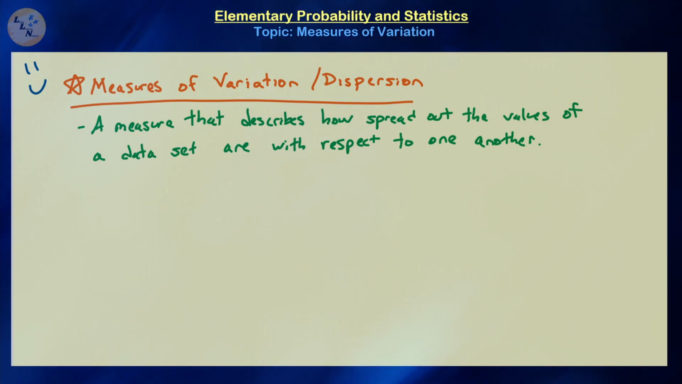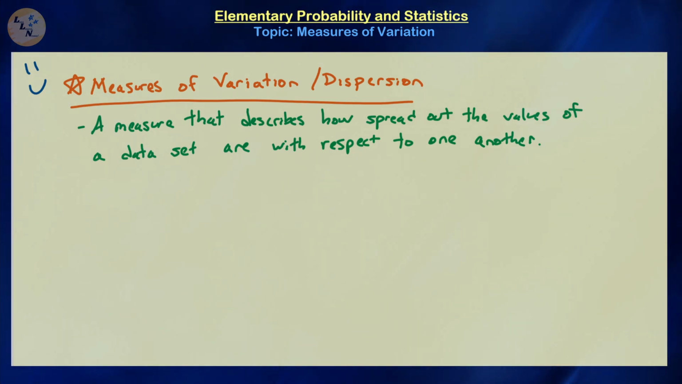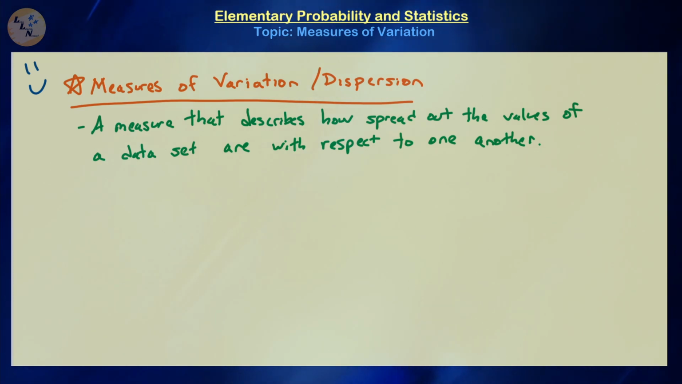In this video, we're going to continue our discussion of some of the common metrics that are used to describe samples and populations of statistical experiments. We already discussed some measures of central tendency and also some measures of position. In this video, we're going to be focused on measures of variation, and sometimes they're also referred to as measures of dispersion. So a measure of variation describes how spread out a value or set of values is in a data set with respect to one or many of the other elements in that data set.